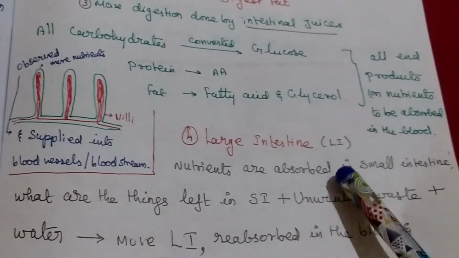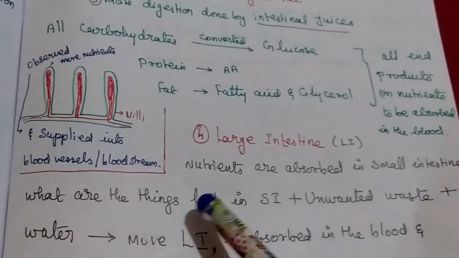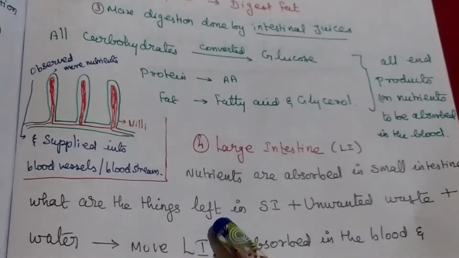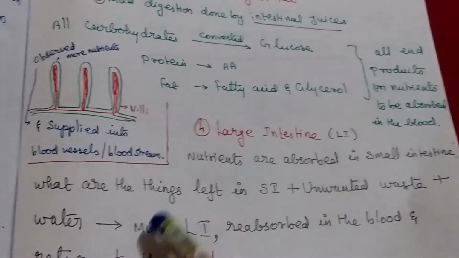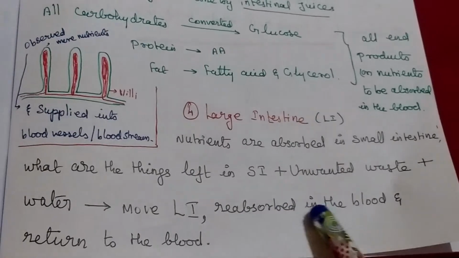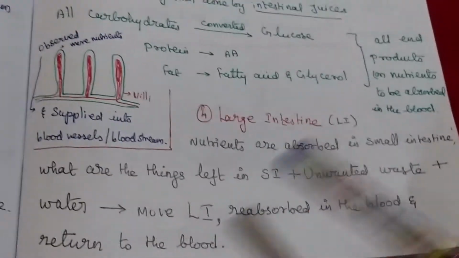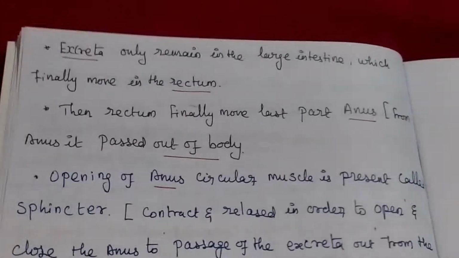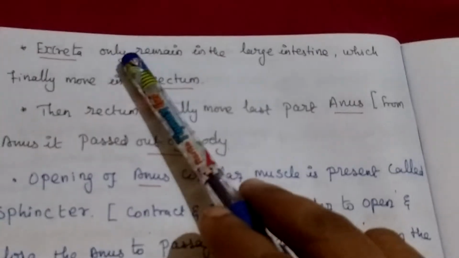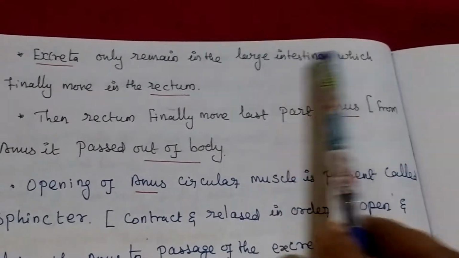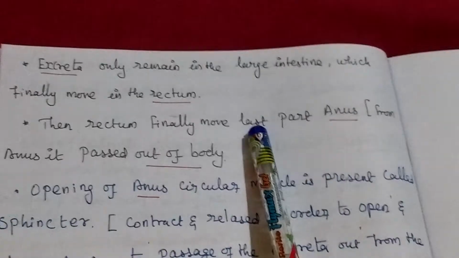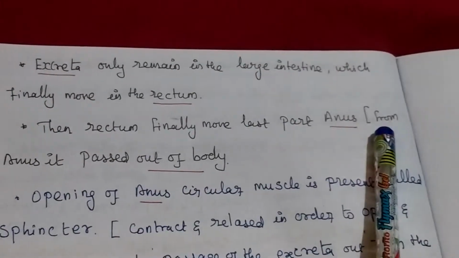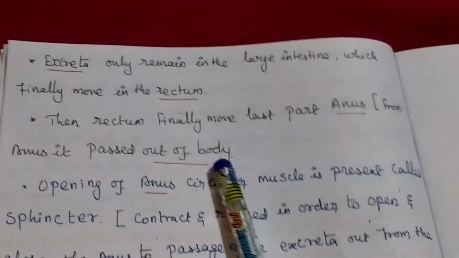Nutrients are absorbed in the small intestine. What are the things left? What is left in the small intestine is unwanted waste plus water. All these things will move to the large intestine. Water is reabsorbed into the blood and returned to the blood. Then the excreta alone remain in the large intestine, which finally moves to the rectum. The rectum finally moves to the last part, the anus. From the anus it passes out of the body.